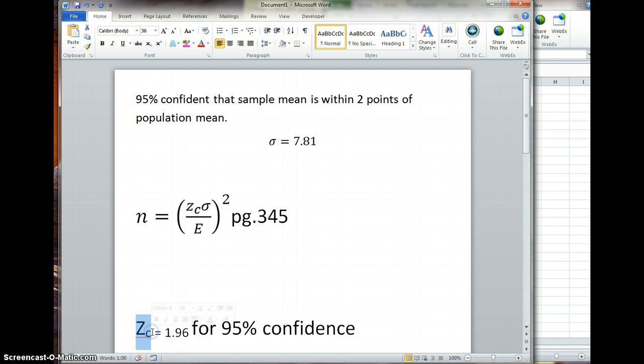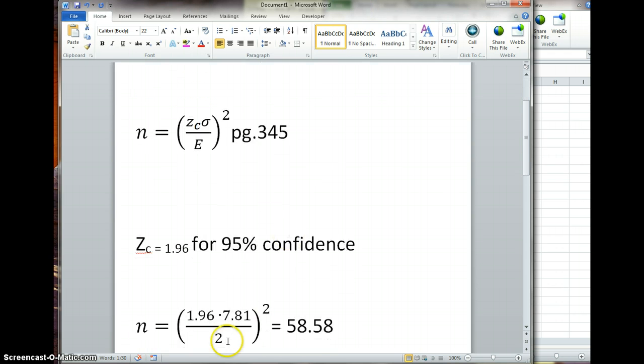Well, again, you look this up in the appendix in the back of the book, and for 95% confidence, z sub c equals 1.96. Just check that out in table B, or in table 3B on page A9. All right, so z sub c equals 1.96. Sigma was given to us in the problem, 7.81, and our error of estimation was also given to us. We want to be within 2 points either way. So you plug all those in.